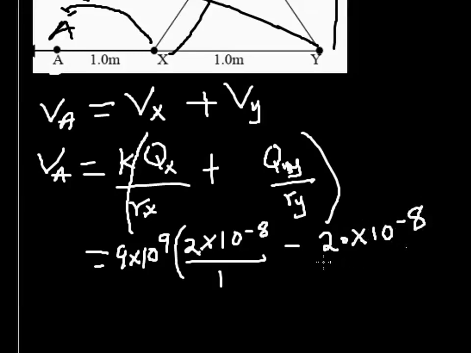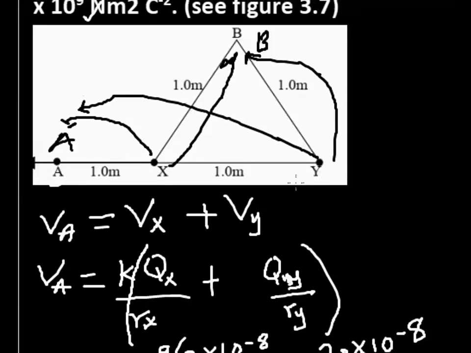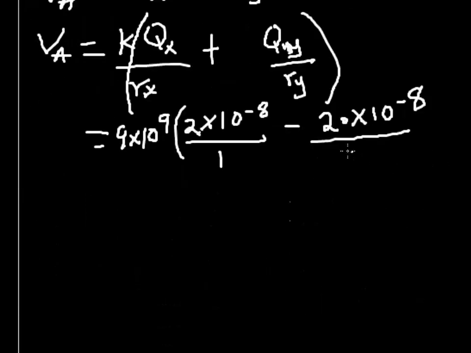Now, the distance would actually be different. Remember, the distance is going to be the distance from y to A. The distance from y to x is 1 meter, plus this 1 meter, so that makes it 2, right? So the distance is 2 here. All right, so let's go there. Here we go.